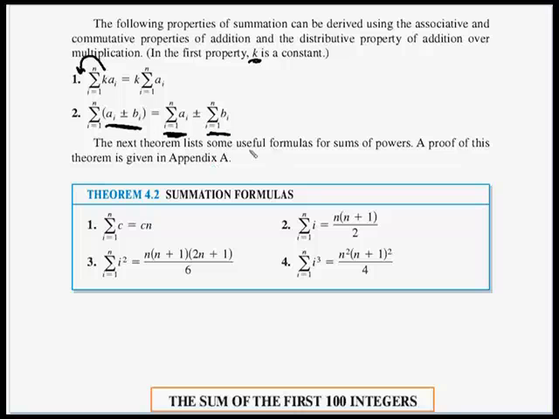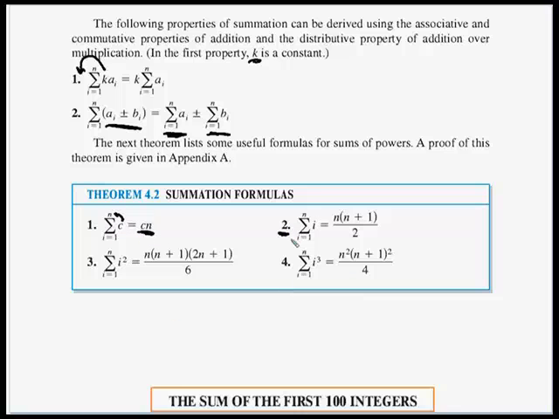This next theorem lists some useful formulas for sums of powers. Proofs of these are given in the book in Appendix A. The first one, the summation from 1 to n of some number c. Well, if it's just a constant c, we just multiply c times n. Our upper limit is n, and c times n is the answer.